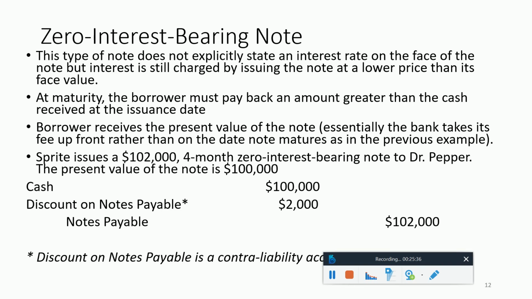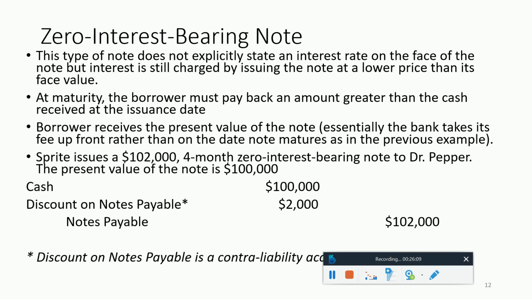Now, discount on notes payable is a contra liability account, so when you present this issuance of the note on the balance sheet, you're actually going to net your notes payable and your discount on notes payable together and present that as a net number. So you're actually on the balance sheet going to see that note payable valued at $100,000.